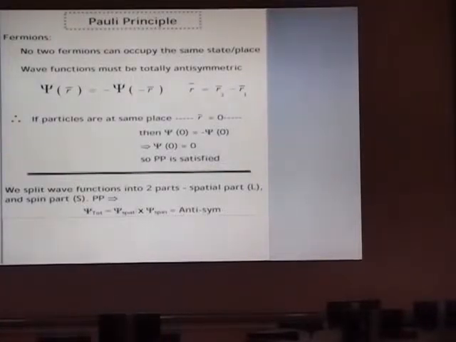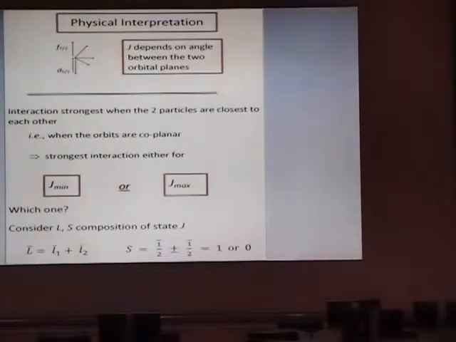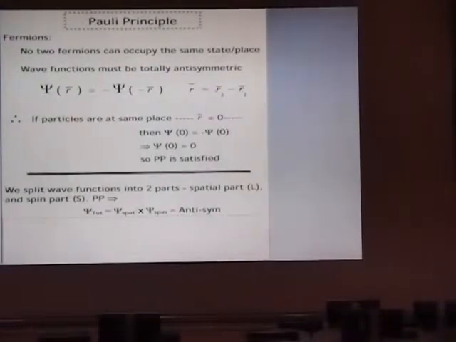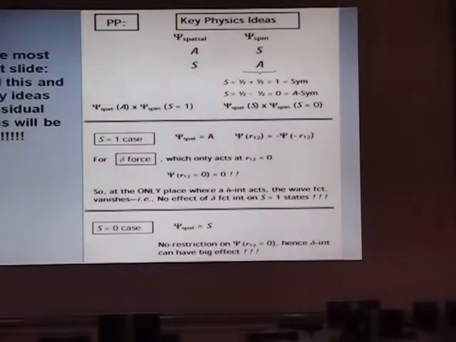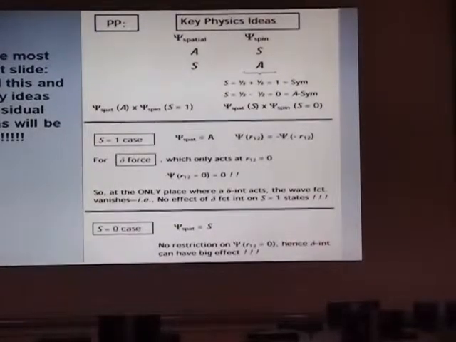Okay, clear? All right. Now, we divided the wave function into its orbital angular momentum and a spin. And so the antisymmetrization applies to the product of the spatial part, that's the orbital angular momentum, and the spin part. That has to be antisymmetric. Okay, there are two cases. And this is one of the most important slides in all of nuclear physics.